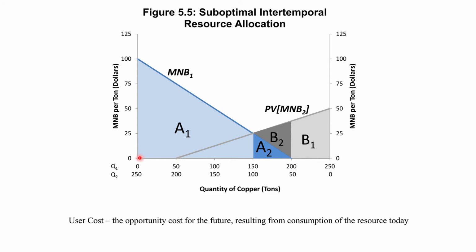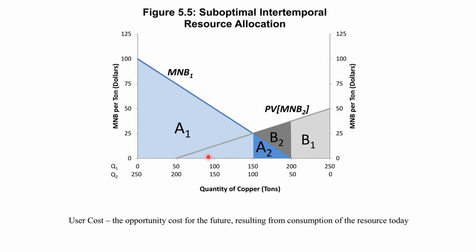Because the most the second period wants is 200, if you leave more than 200, they wouldn't consume all of it anyway. However, once the first period consumes beyond 50 tons, then user cost has begun. User cost has occurred because now the first period is consuming something that the second period would have consumed.